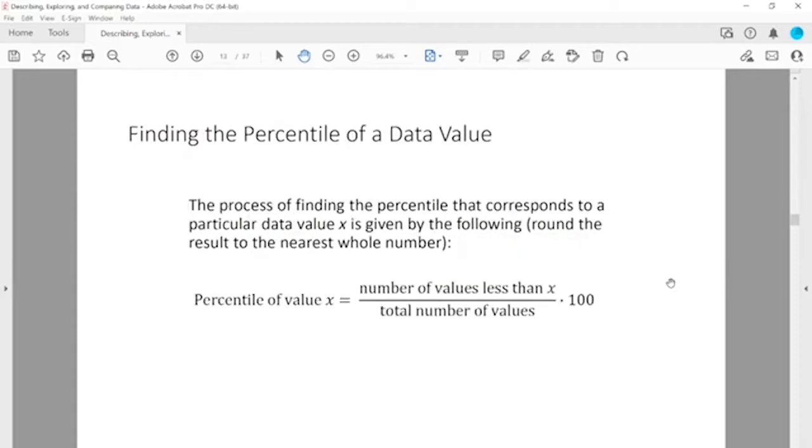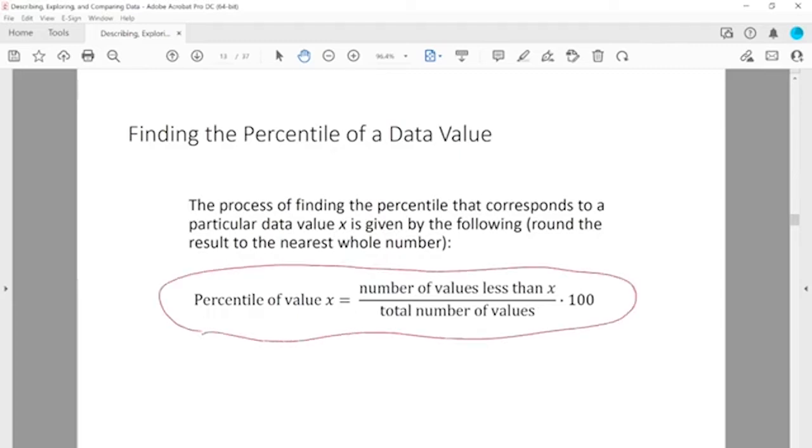If you want to find the percentile for a data value, we can use this formula. The percentile for any data value can be found by using this formula: the number of values less than that data value, divided by the total number of values, times 100. That gives you the percentile for any data value.